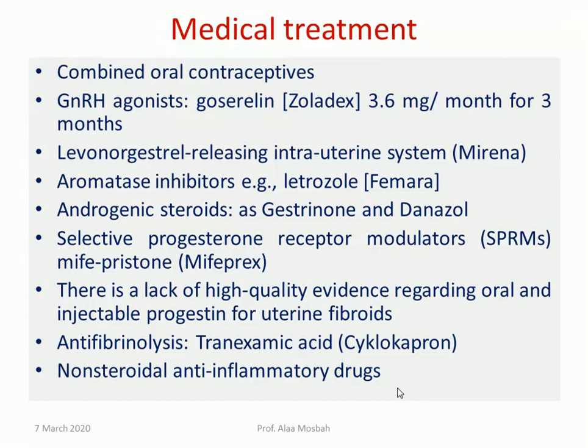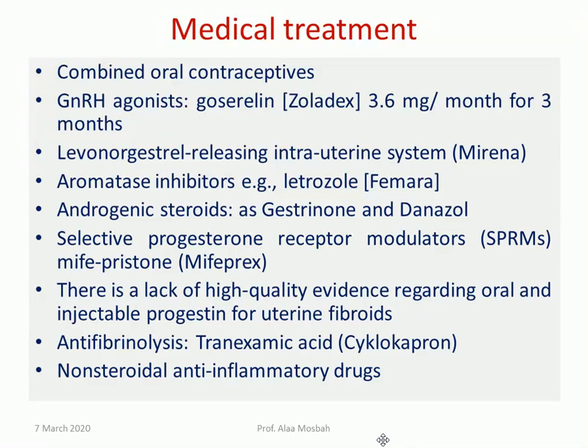Aromatase inhibitor like letrozole, what's called Femara, and androgenic steroids like gestrinone or danazol, but the side effects of hirsutism, increased body weight, and salt and water retention are a disadvantage. Selective progesterone receptor modulators like mifepristone can be used and decrease the amount of bleeding during menstruation. There is lack of high quality evidence regarding oral and injectable progestin for uterine fibroids. However, progestin may be used also due to associated pathology like simple endometrial hyperplasia.